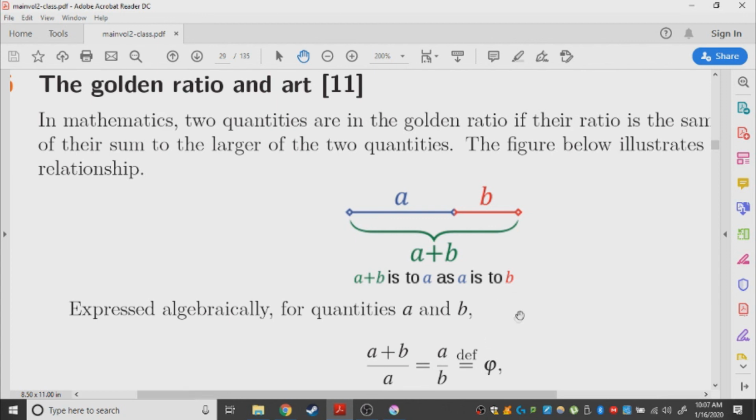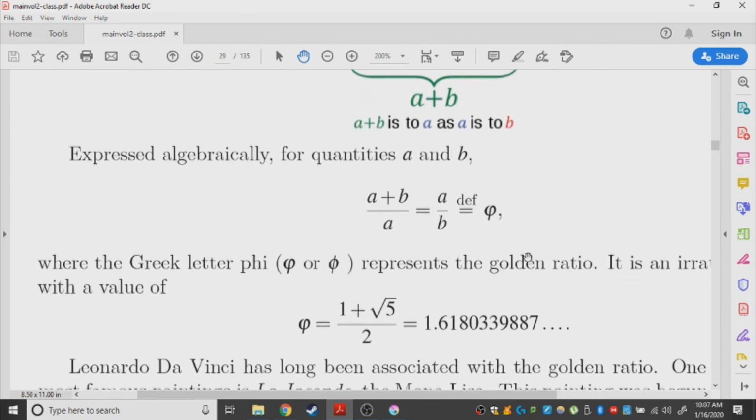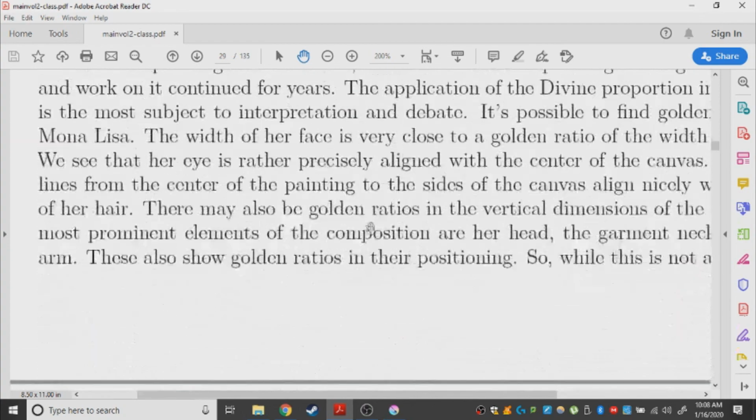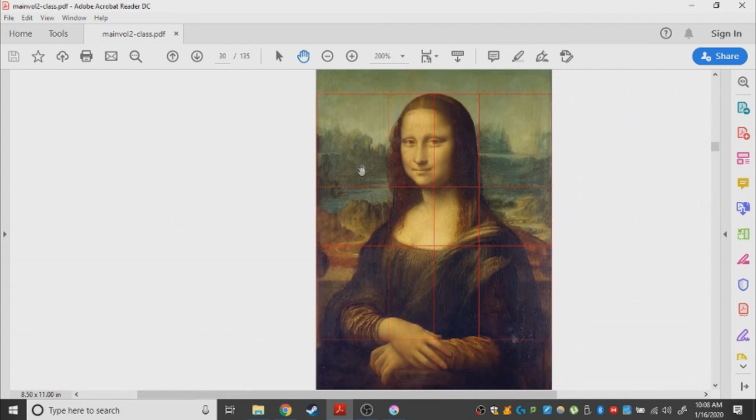Now if we throw some math at it, we get that the golden ratio is 1 plus root 5 over 2. People like Leonardo da Vinci realized that that is what we find appealing. This weird ratio, 1.618, that never ends. That is the most appealing ratio. And he used it in many of his works.